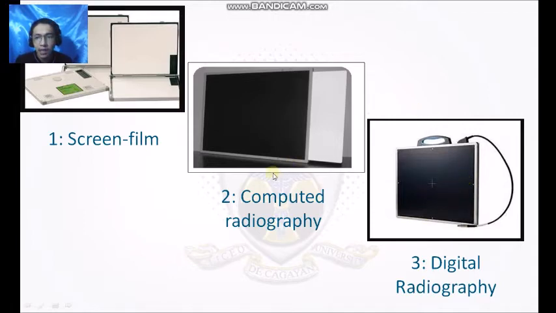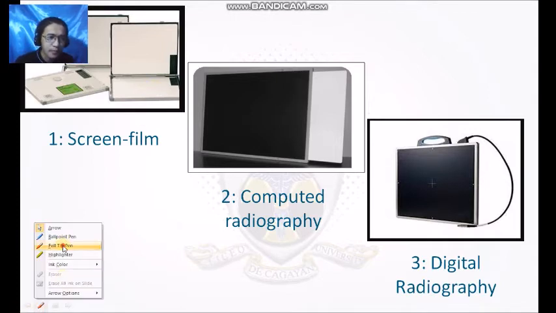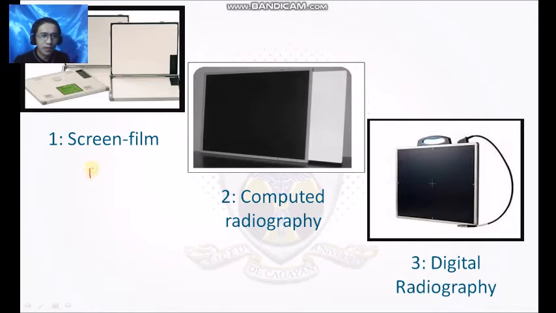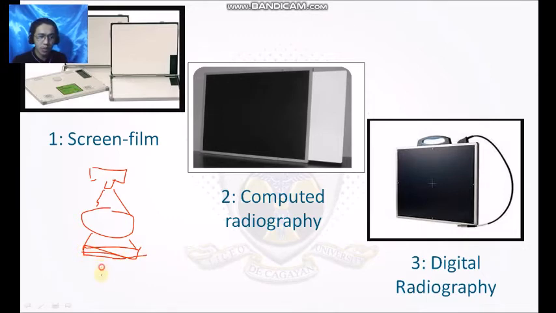Basically, they receive the X-rays after the X-rays have interacted with the patient. Okay, so let's try to draw. For example, this is our X-ray tube, and then you have a patient, and X-rays will exit out of the X-ray tube and interact with the patient, and then X-rays will exit the patient. Okay, and then these X-rays will interact with the image receptor, the IR.